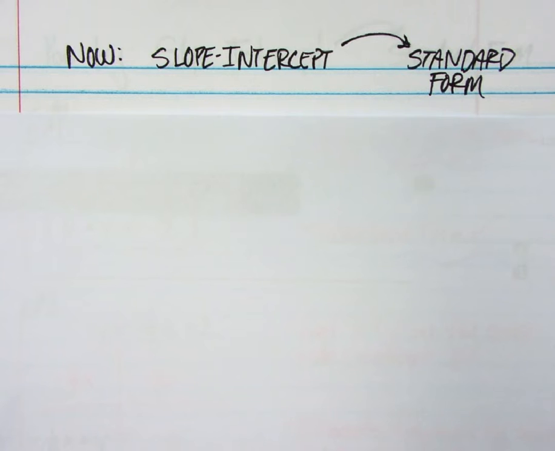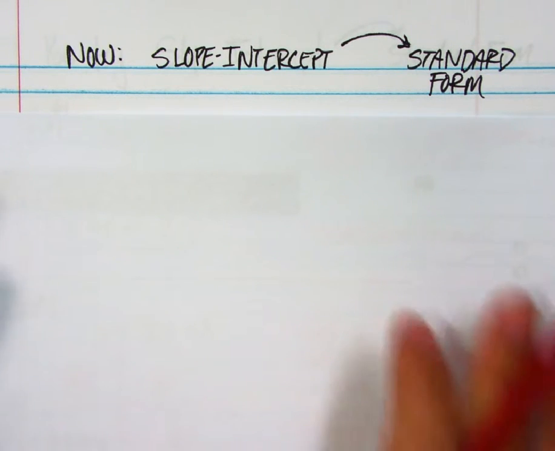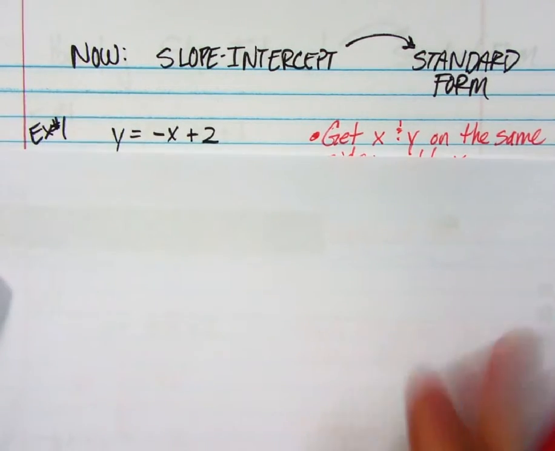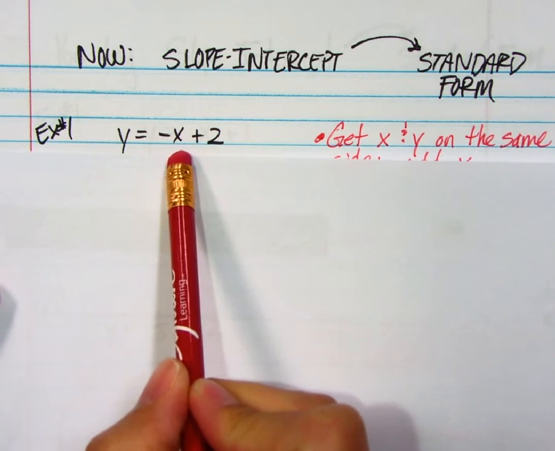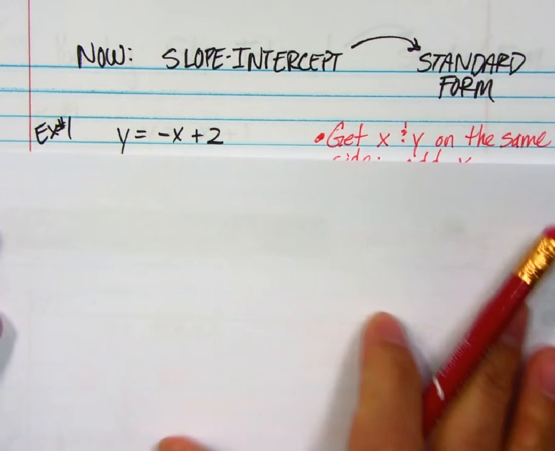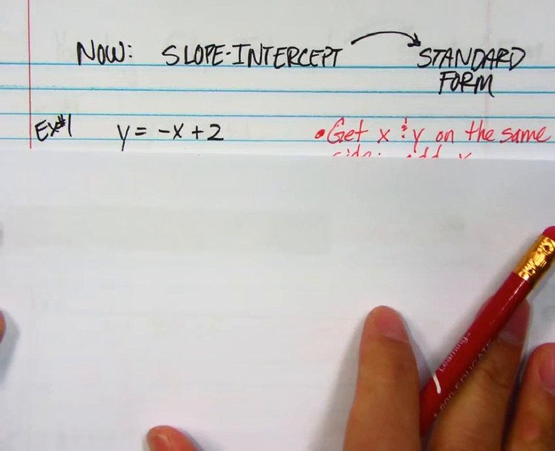All right, I've got a couple more minutes of video left, and this is going from slope-intercept back to standard form. So this is how we do this. This is slope-intercept. Y is by itself, and I've got x over here and the constant over here as well. So I got to get x and y on the same side. So this is an easy one.